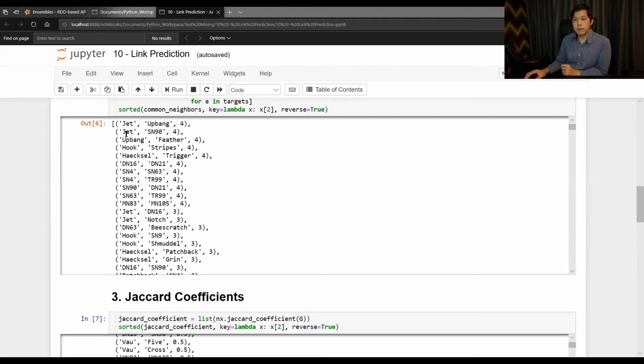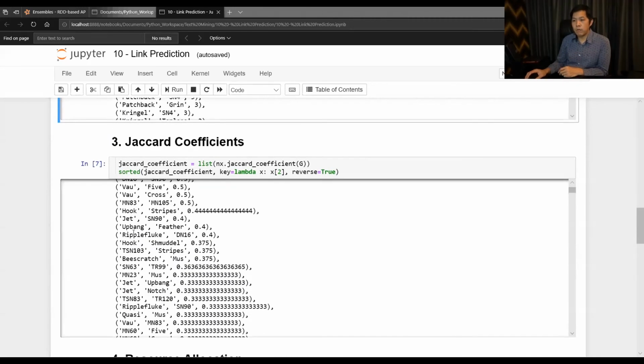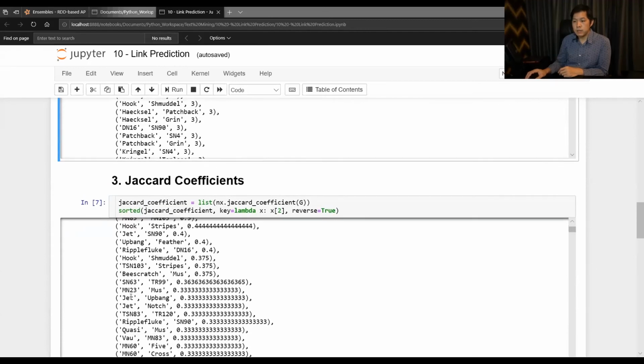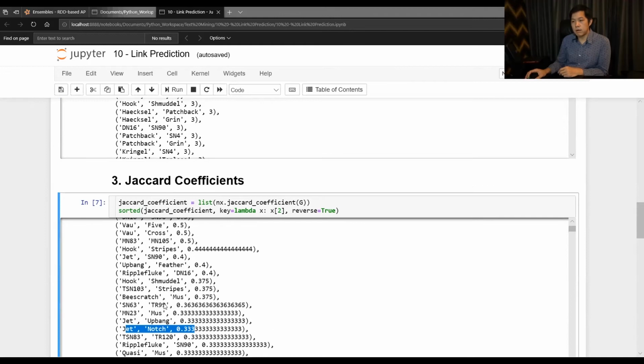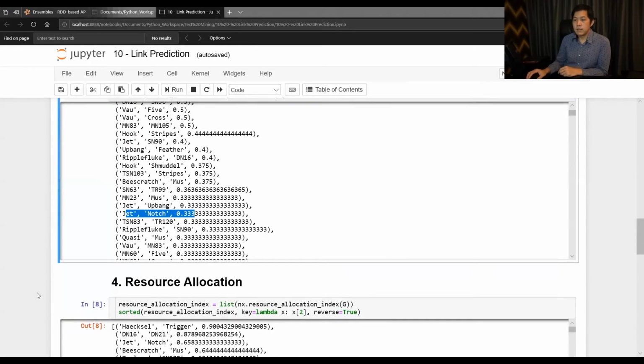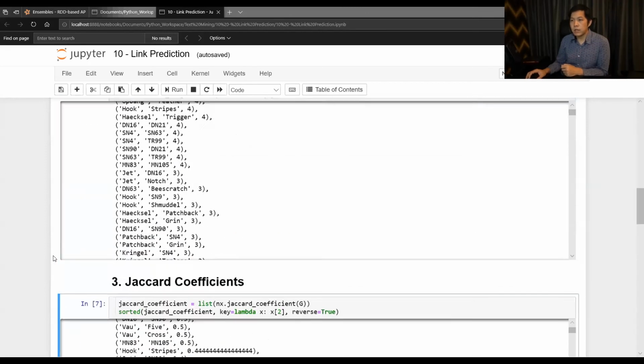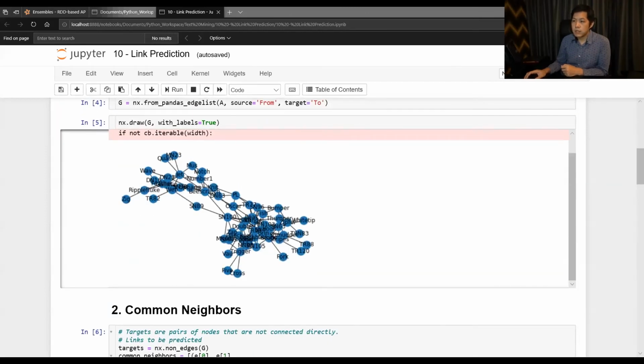jet and notch. But in common neighbor, jet and notch come in the 3rd or 4th place. In Jaccard coefficient, jet and notch come down here, in the 2nd or 3rd place. But in resource allocation, it comes up first. Why is that? We need to take a look. Jet and notch.